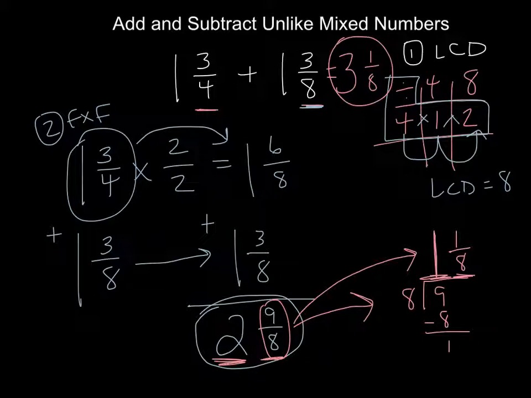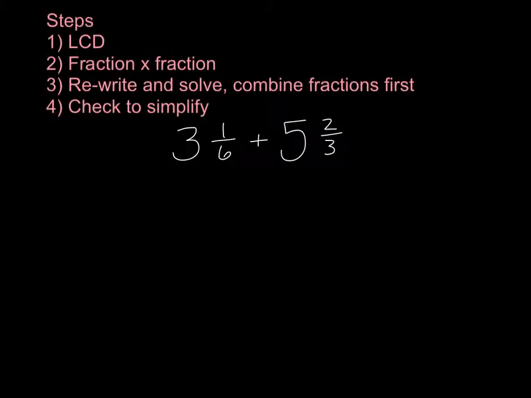And this makes sense if I use estimation. 1 and 3/4 is almost 2, and 1 and 3/8 is a little more than 1. So 2 plus 1 should be a little more than 3. Let's try another example. I wrote my steps out to the side just like I did when adding and subtracting unlike fractions. The steps are the same. My fourth step, I still need to make sure if I can simplify it, or as I did in my last example, if I have any improper fractions, I need to change them to mixed numbers and combine them.